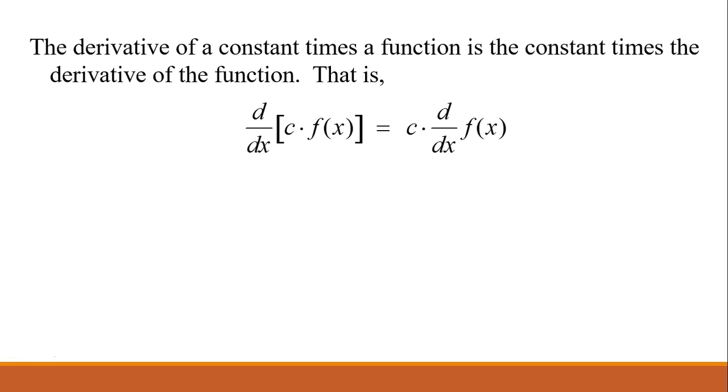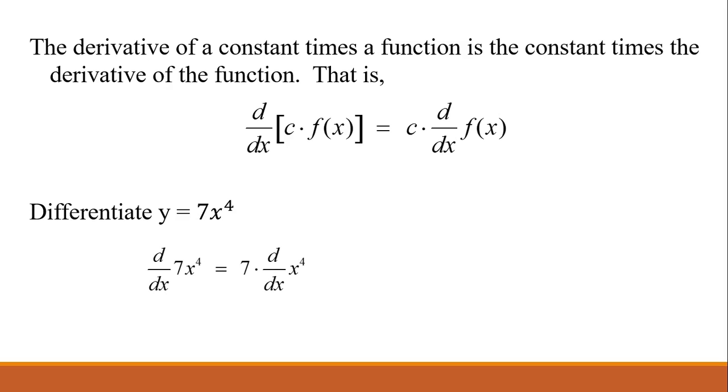Another useful rule is to know that the derivative of a constant times a function is the constant times the derivative of the function. So if we wanted to differentiate something like y equals 7x to the fourth, 7 is the constant times the function, which is x to the fourth. So the derivative of this function is 7 times the derivative of x to the fourth. And since x to the fourth is x to a power, we can use our power rule on x to the fourth. So that's 7 times 4x to the third, which is 28x to the third.